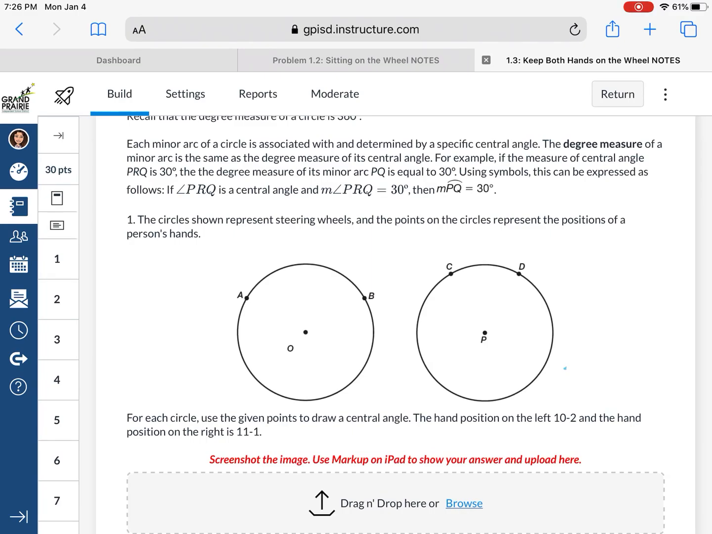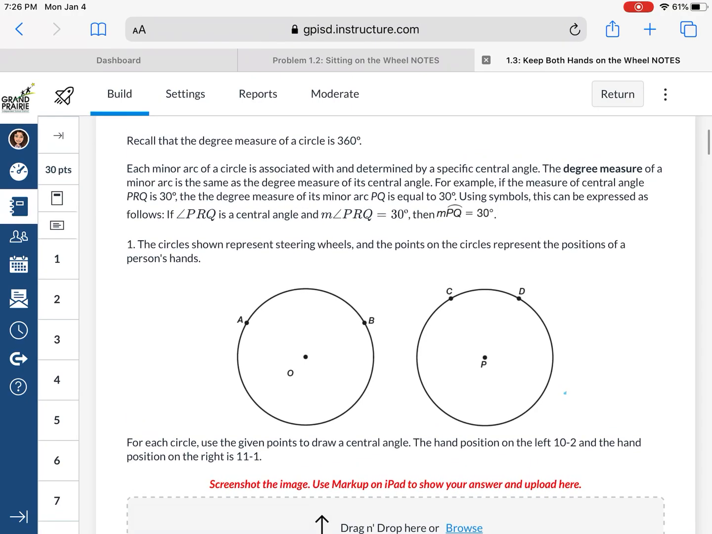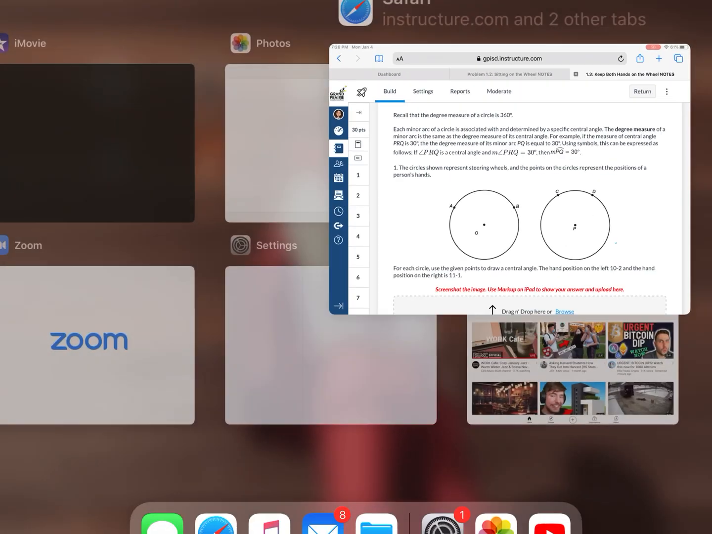Let's say that the hand position on the left is 10-2, and the hand position on the right is 11-1. That just represents, let's pretend this was a clock, your hands would be at 10 o'clock and 2 o'clock in the first circle, and at 11 o'clock and 1 o'clock in the right-hand side circle. So I'm going to take a screenshot of this, and we're going to draw those central angles.